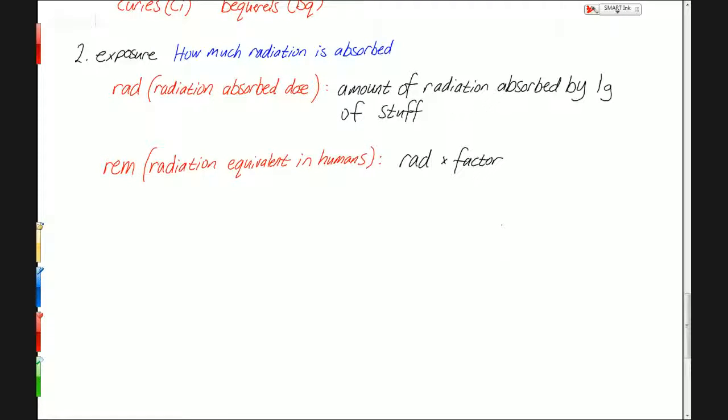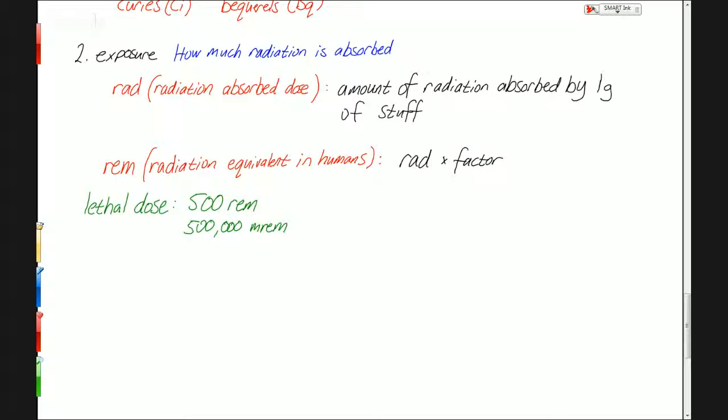Now, to give you some sense of what these numbers look like, an instantly lethal dose of radiation for humans is 500 rems. You can't survive 500 rems of radiation, or most people can't, half the people can't survive 500 rems of radiation, which is 500,000 millirem. I put that in to compare it to what I'm about to show you.